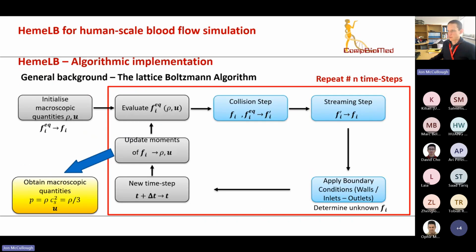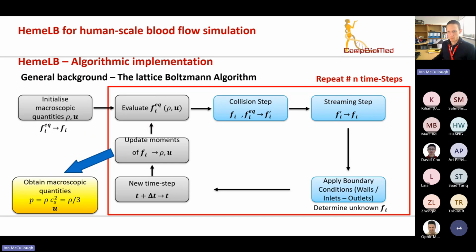So there's a bit of an algorithmic summary. You initialize your quantities initially. You start with an equilibrium. You do your collide and stream, you apply your boundary conditions, you have your new values, you update your moments, you get macroscopic quantities. And then this cycle is just repeated over and over again across the whole domain over your simulation duration.